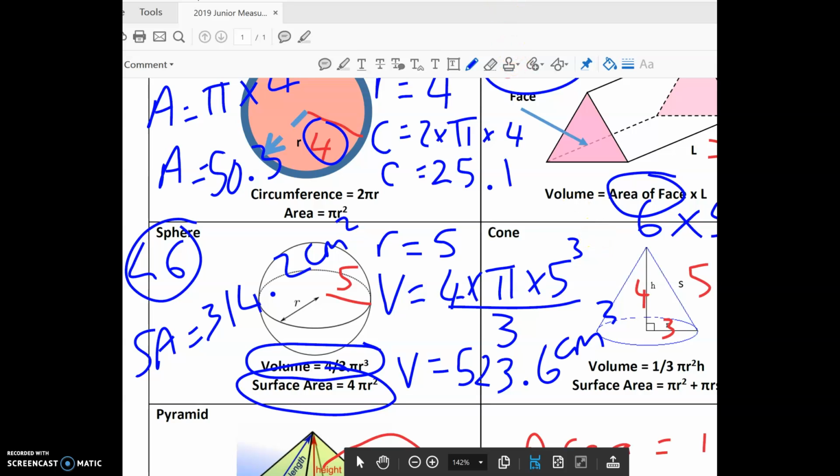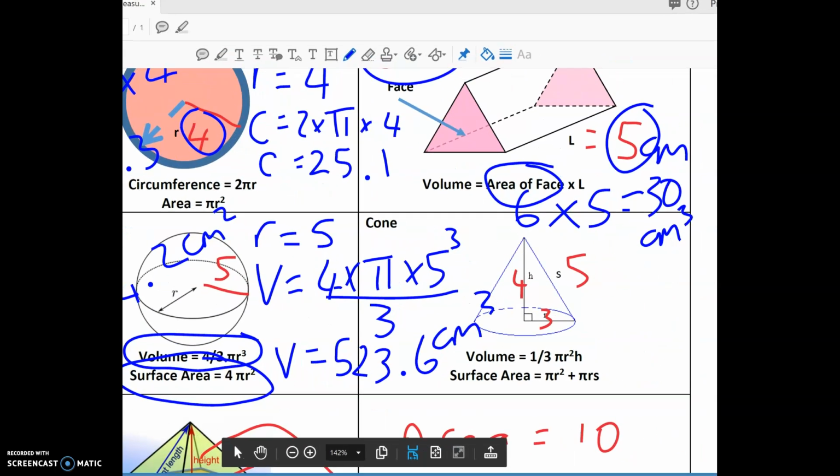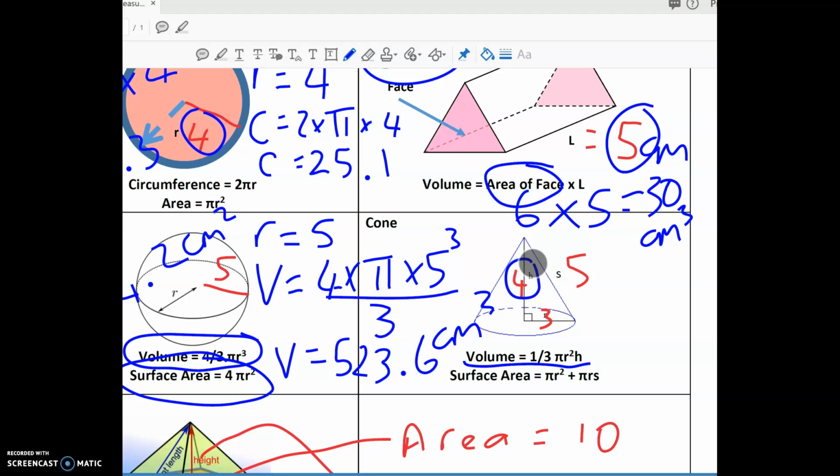So let's have a look at the next one. Again, this cone would be level 6. So we have the volume is 1/3 pi r squared h. H is 4. The side length is 5. And the radius is 3. Again, I prefer, instead of 1/3 pi r squared h, to go pi r squared h divided by 3.